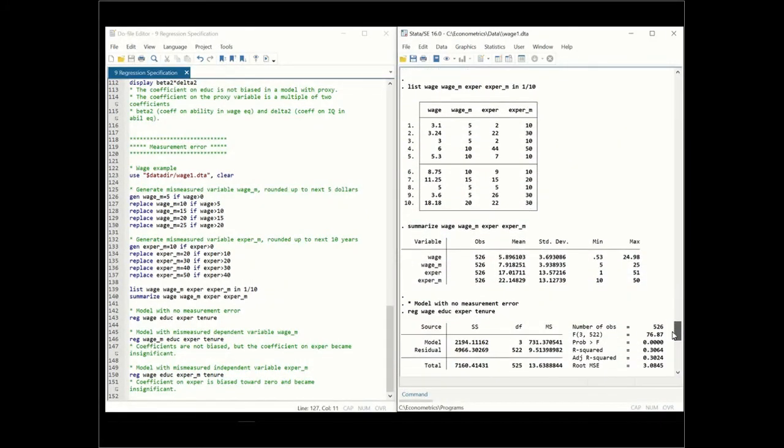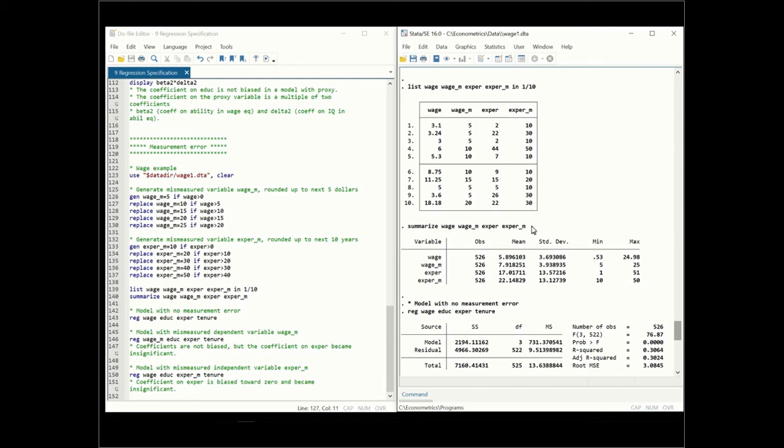So this is how the data set looks. These were the original variables, the original variable wage, and those are the values. And here is the mismeasured variable that I created. So anything went up to the next $5. So if it was 6, it became 10. It was 11.25, became 15. And if it was this number, it went up to 20. So this is a mismeasured variable. Experience is rounded up to the next round 10 years of experience, or 20 or 30. So 2 got rounded up to 10, 22 got rounded up to 30, and so forth.